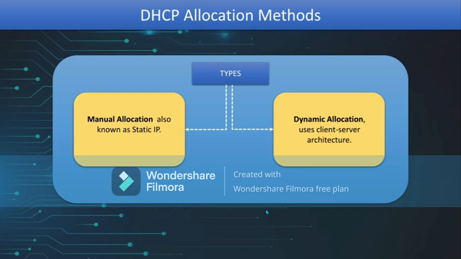In that, multiple things are assigned. The main purpose of DHCP is to dynamically assign the IP address to the client, but in parallel it also assigns multiple things, like the IP address, the subnet mask, and the router.